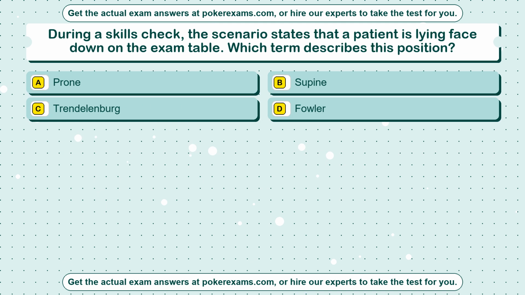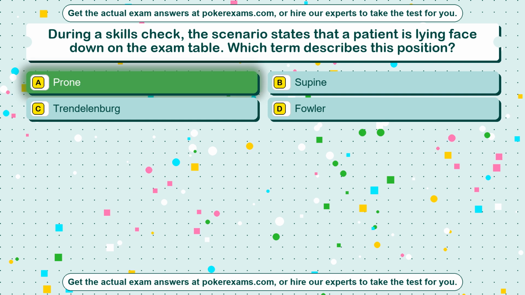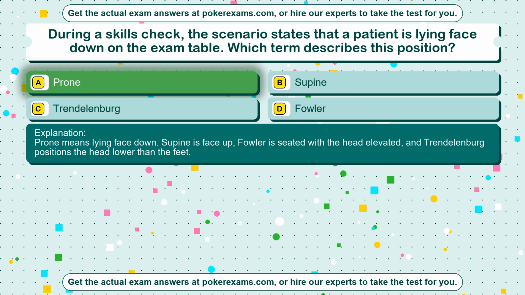Question 61. During a skills check, the scenario states that a patient is lying face down on the exam table. Which term describes this position? Option A, prone. Option B, supine. Option C, Trendelenburg. Option D, Fowler. The correct answer is option A, prone. Prone means lying face down. Supine is face up. Fowler is seated with the head elevated, and Trendelenburg positions the head lower than the feet.